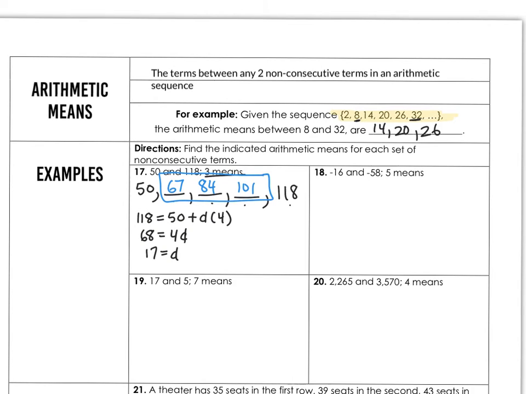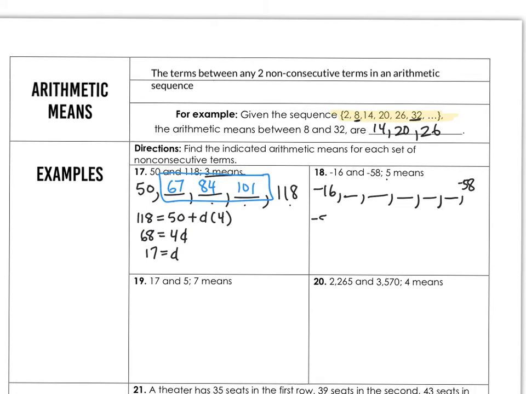So on number 18, we're going to start with negative 16. We want 5 this time. So 1, 2, 3, 4, 5. Oh, I'm running out of room. I should have written smaller. Oops. Let me see if I can make that go away. There we go. Okay, so that's the last term.